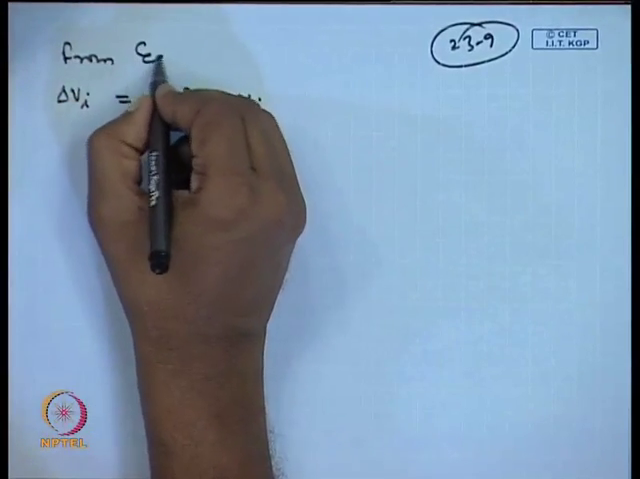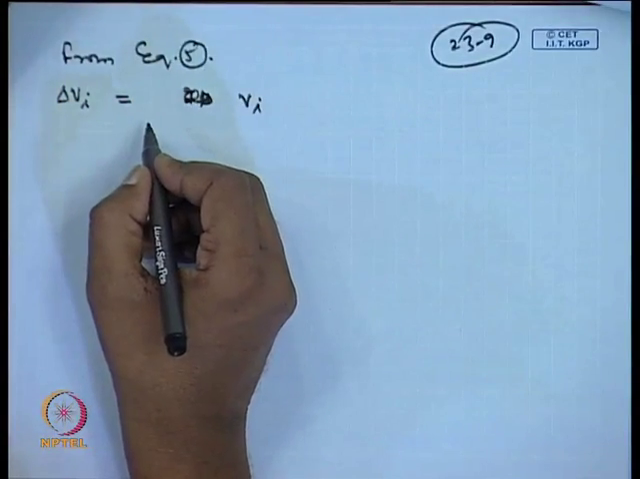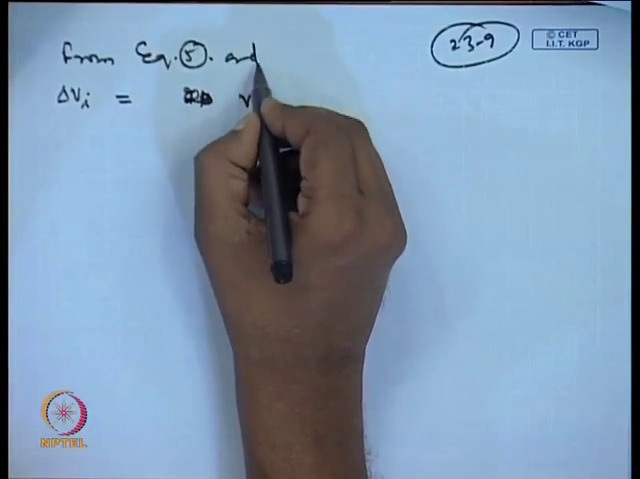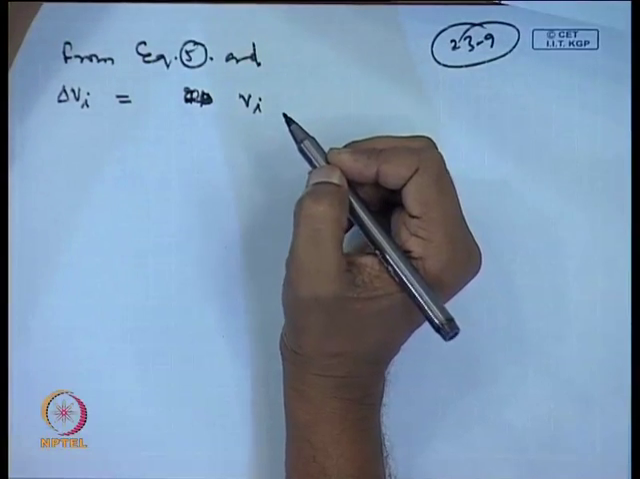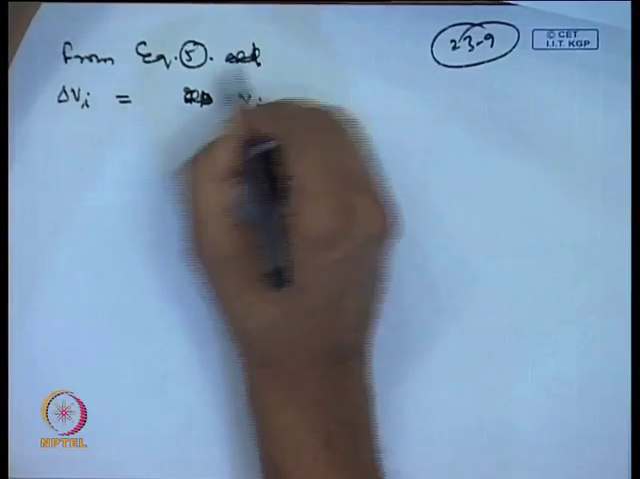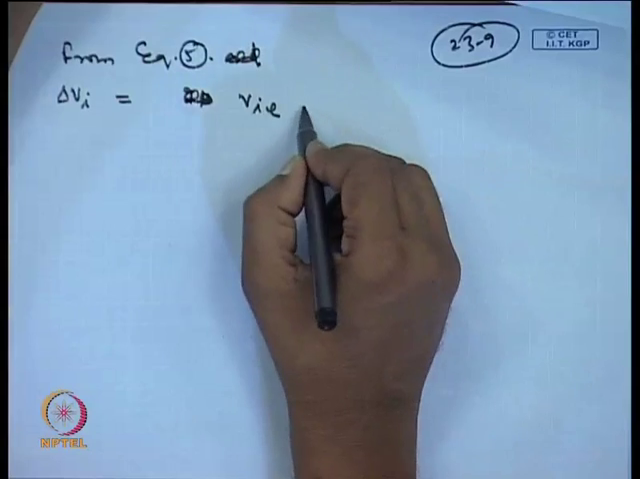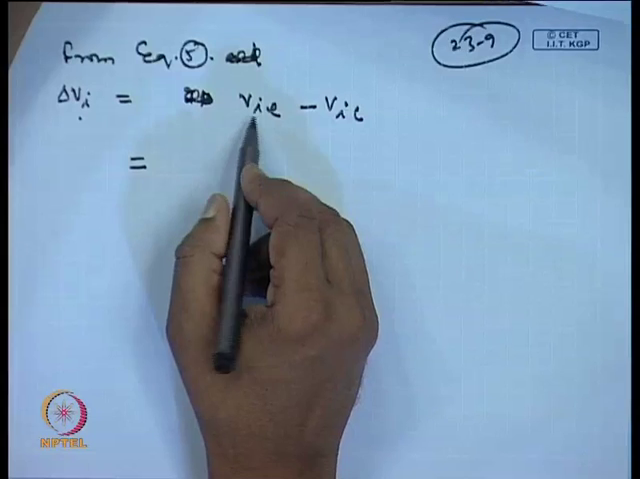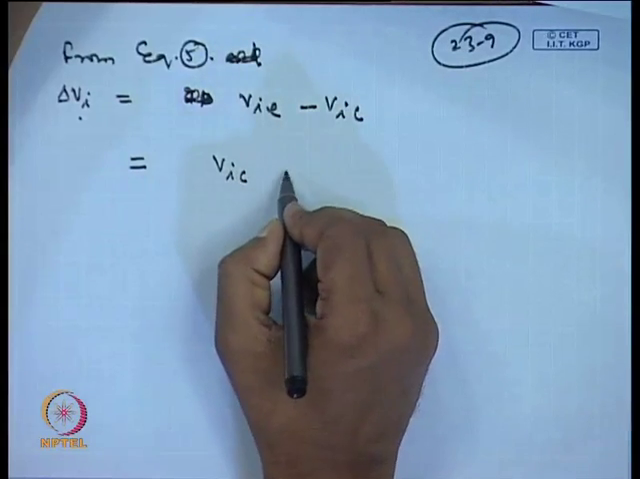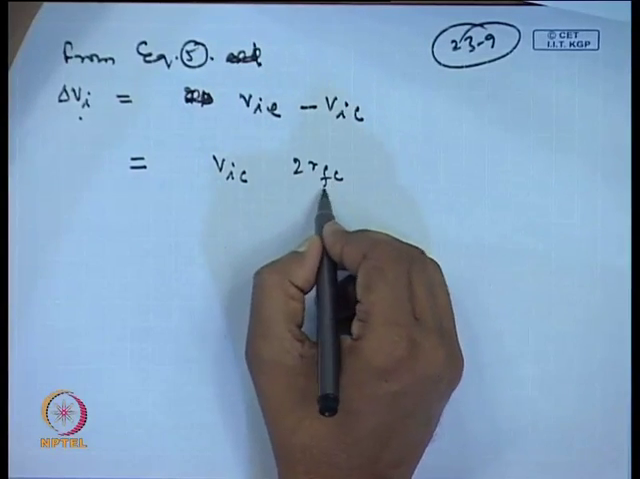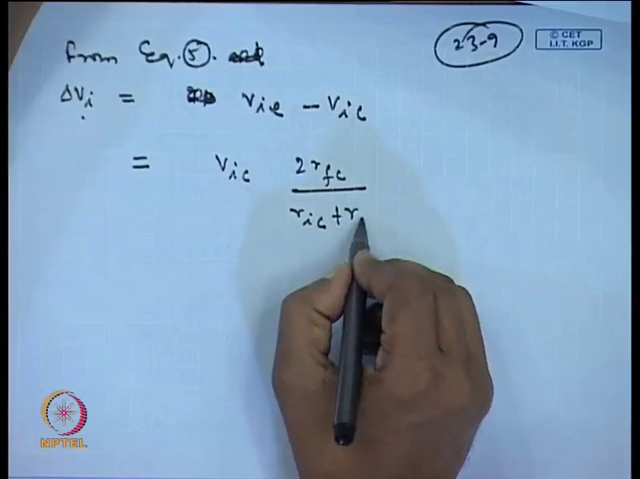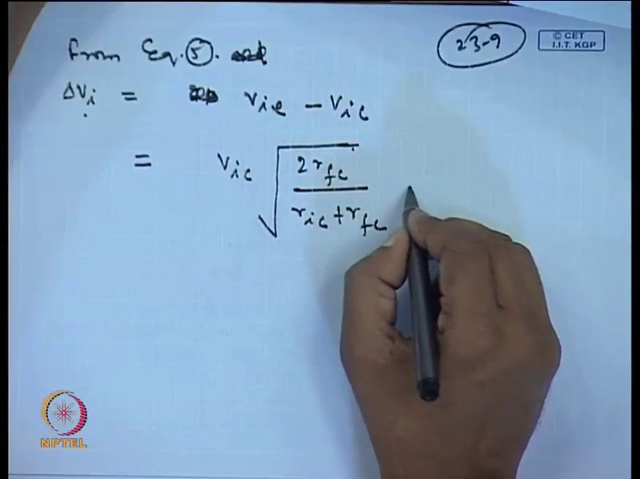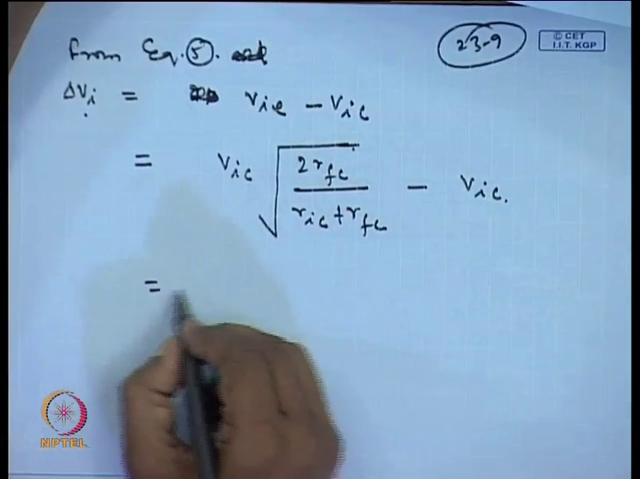So, from equation 5, delta V I we can write as V I e minus V I c. This will be the impulse required at the point A. So, V I e we have written as V I c times the square root of 2 r f c divided by r I c plus r f c, minus V I c, taking V I c outside.